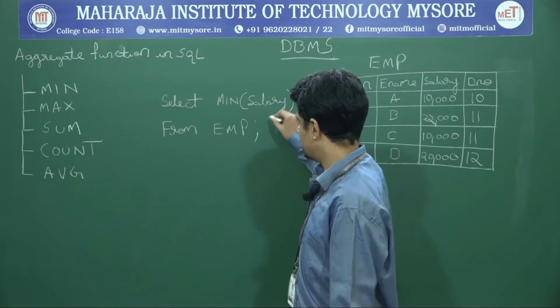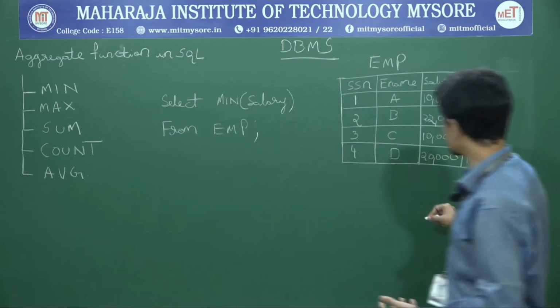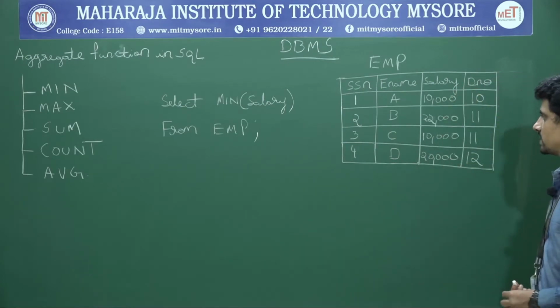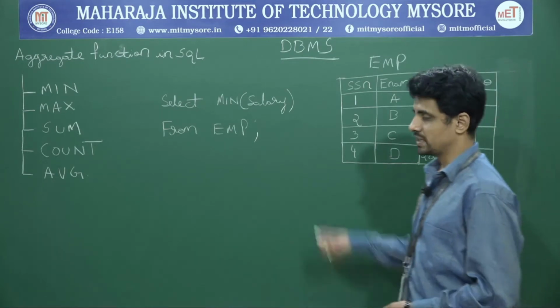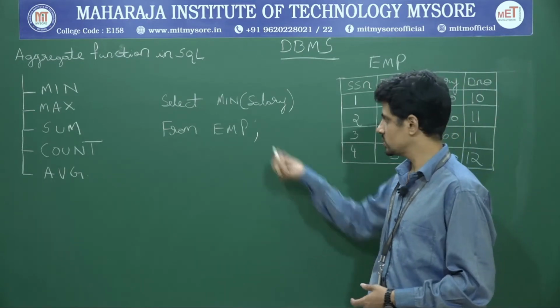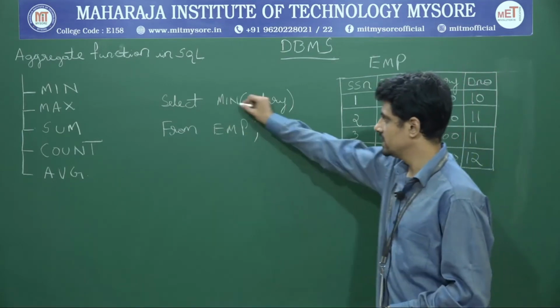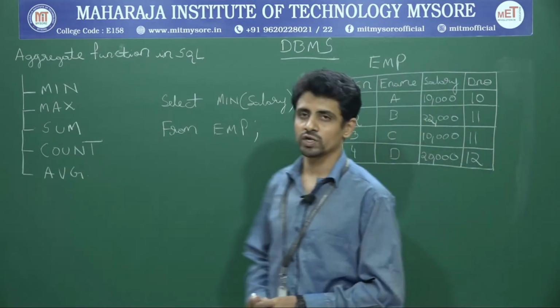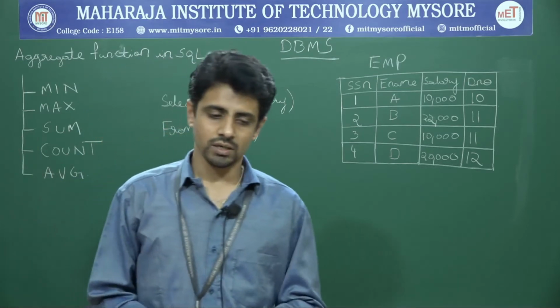So minimum gives the minimum of the salary. As you can see in the example, there are salaries specified. Which is the minimum out of these? 10,000 is the minimum, but it appears twice, so it will print 10,000 twice. If you want it only once, you can use distinct with minimum of salary. Anyhow, let us understand the functions first. So min gives us the minimum value for a given attribute. The attribute should be within the parentheses.